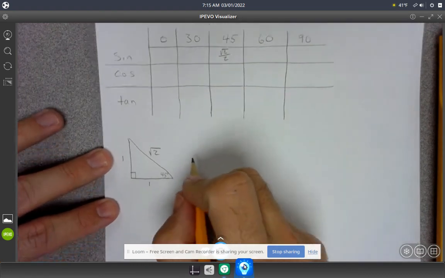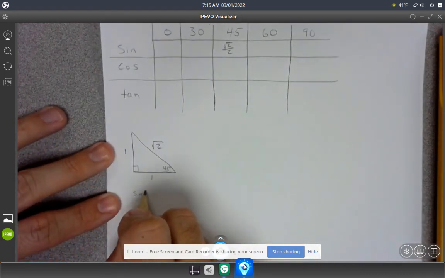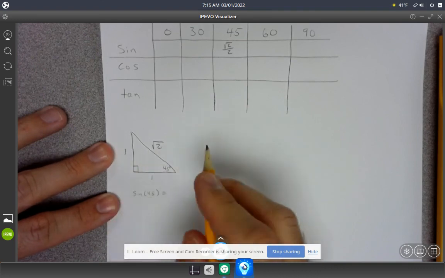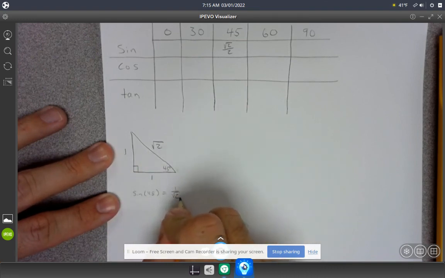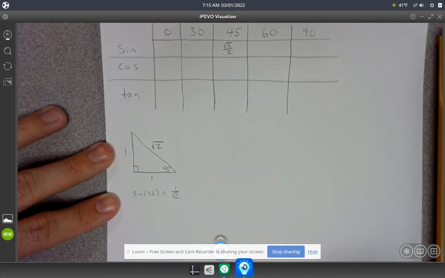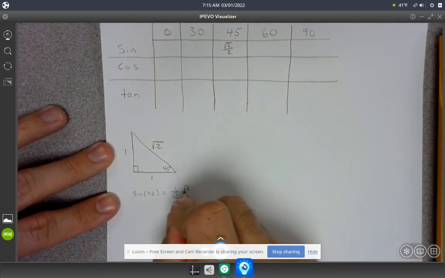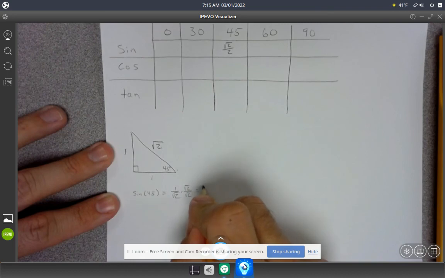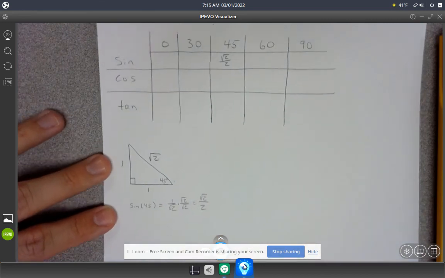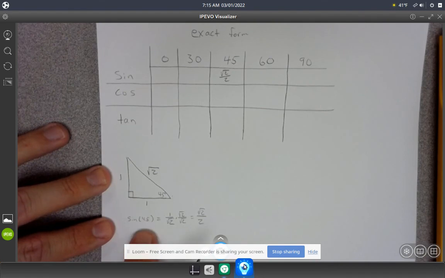Sine of 45 would be opposite over hypotenuse, which is 1 over root 2. And if you rationalize the denominator, multiplying by root 2 over root 2, you're going to get root 2 over root 4, which is just root 2 over 2. So that's why the sine of 45 degrees is the same as root 2 over 2.